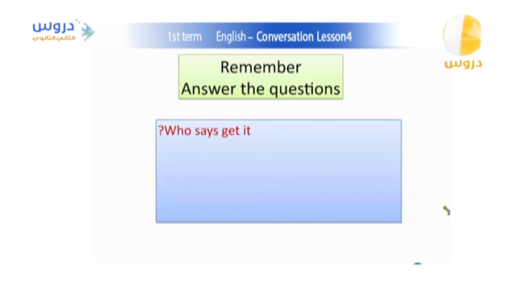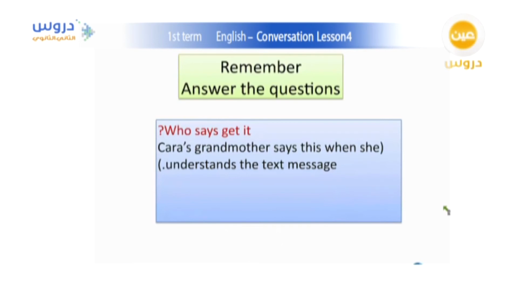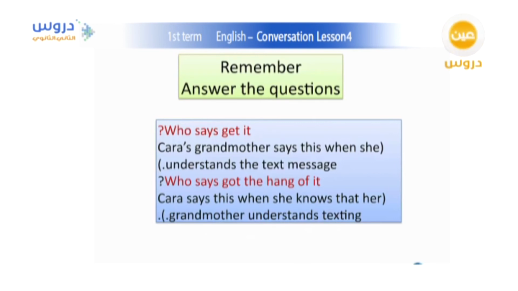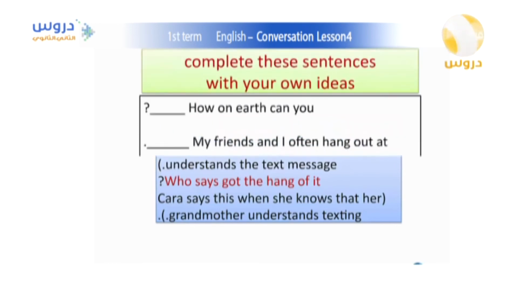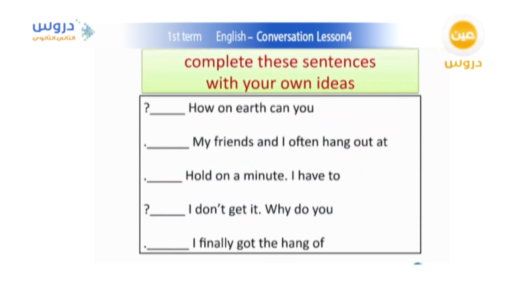Grandmother, everybody thinks it's grandmother. Let's see. So, Carla's grandma said this when she started to understand the text. "Oh, I started to get it" means started to understand it. Okay. Now also, who said "got the hang of it"? "Now you've got the hang of it." Who said that? Kara. Everybody says Kara. Kara said this when she knows that her grandmother started to understand texting. Good. You have a strong memory.